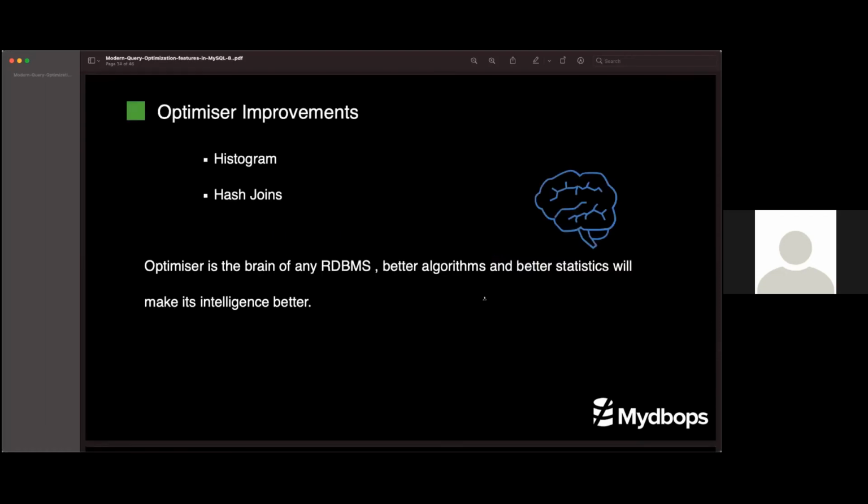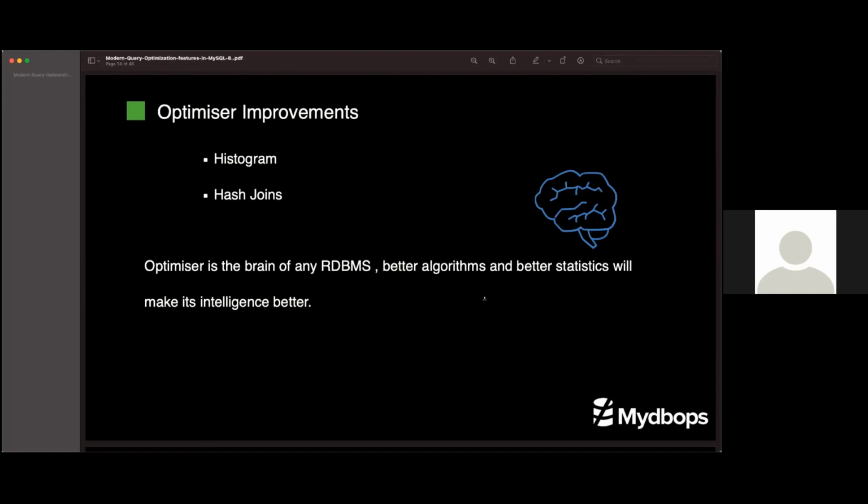Optimizer is a very common word. The optimizer is the brain of any database. The optimizer performs better with two things: one is the statistics, and the other is the algorithm implementations. You can have an index, or an in-memory table or whatever, but the optimizer should have awareness about it. Generally the optimizer needs a lot of stats.